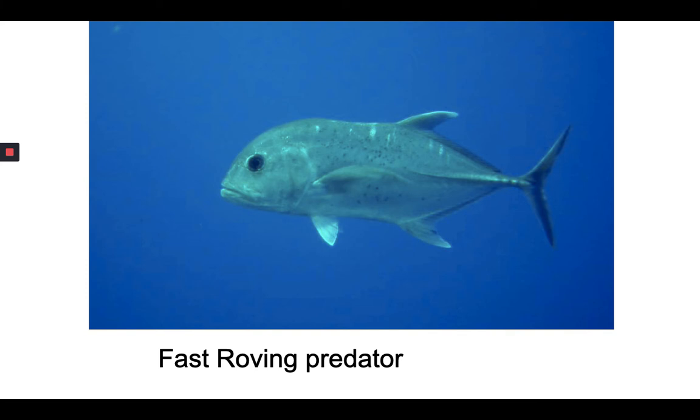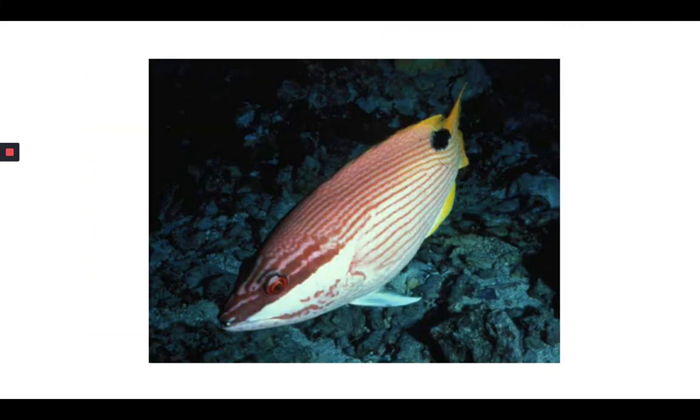The jack is a fast-roving predator. It swims fast around the reef and chases small fish to eat. And this is a wrasse, and you can notice it has some pretty big teeth too, and they use those to grind up things. They'll eat things like crabs and shrimp and other invertebrates mostly.